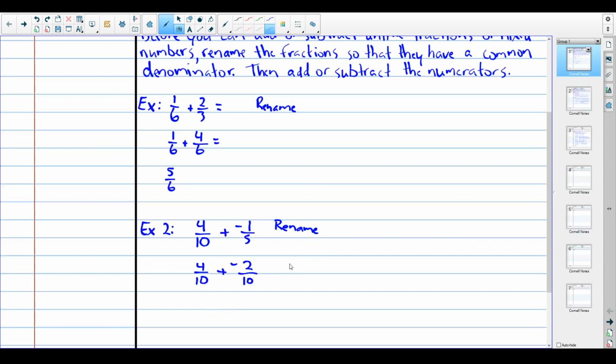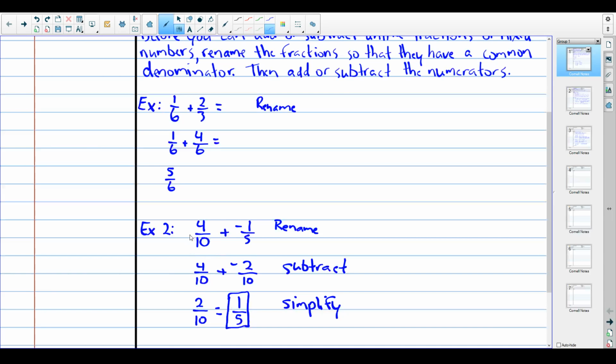So we're going to subtract next. So 4 take away 2 is 2 out of 10. And then our last step is just to simplify. So, oh, no, that's right. And so 2/10 is equivalent to 1/5. And that is our answer.